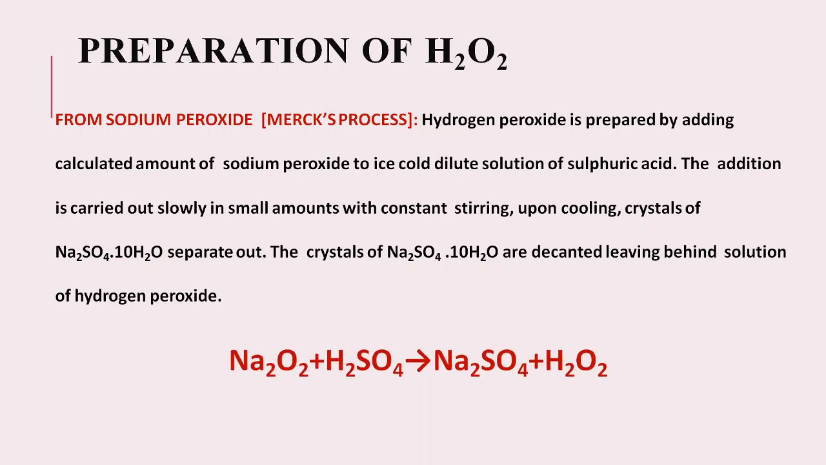The reaction given is this one. Sodium peroxide is reacted with sulfuric acid, and here the sulfuric acid is in cold condition, where the sodium sulfate, the product that yields, comes as a precipitate. Now if you remember, a precipitate means the insoluble substance which comes in a reaction and settles down, and hydrogen peroxide is obtained in this process, which is known as the Merck process.